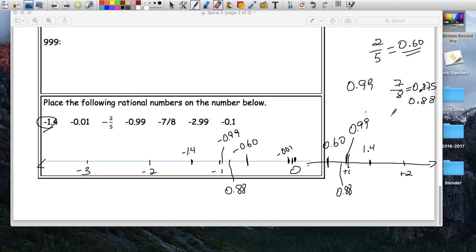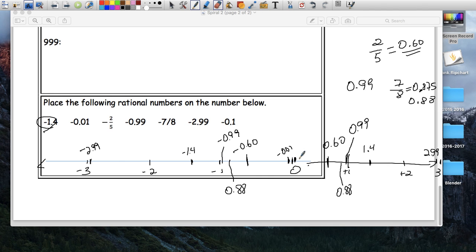-2.99. Okay, if that was a positive, now make a 3 right here. 2.99 would be very close to 3, just before 3, right? Very close to 3. So on the negative side it would be between -2 and -3 again, but not here, very close to -3, but not passing -3. -2.99. And last one, 0.1 or 0.10 is definitely bigger than 0.01.